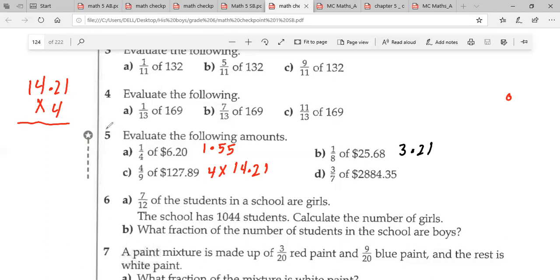We will remove the decimal point. 4 times 1 equals 4. 4 times 2 equals 8. Then put the decimal point now. And then 4 times 4 equals 16. Put 6 and carry 1. 4 times 1 is 4, plus 1 equals 5. So it is 56.84.